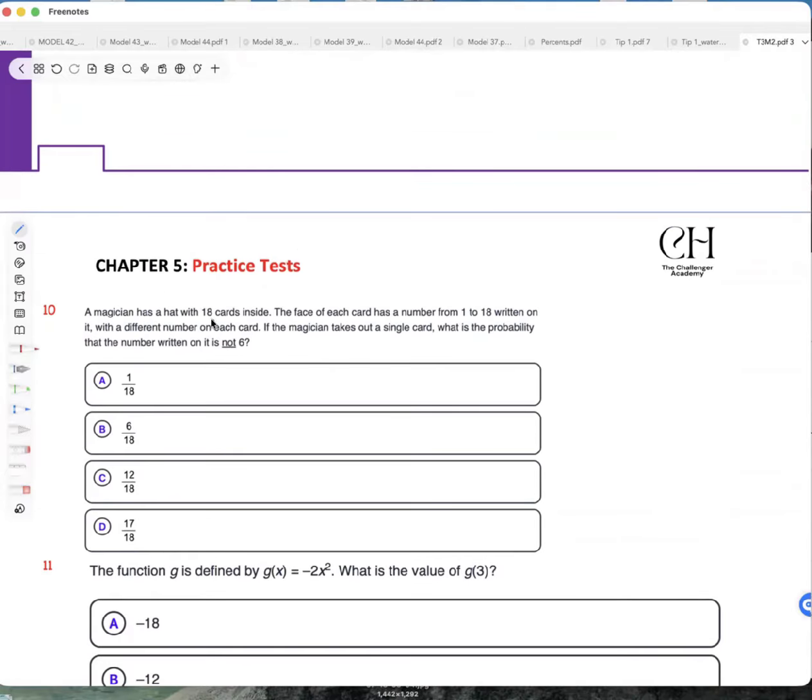Imagine a magician has a hat with 18 cards inside. The face of each card has a number from 1 to 18 written on it, with a different number on each card. If the magician takes out a single card, what is the probability that the number is not 6? So the total number of cards is 18. It's not 6, so we eliminate only one element from 1 to 18. So it will be 17. So the answer is 17 over 18, which is D.